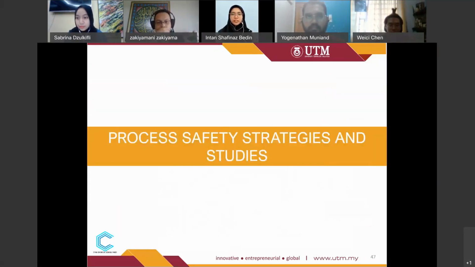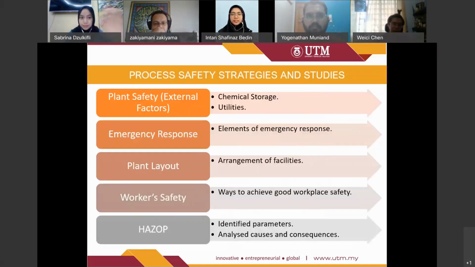Here are the process safety strategies and studies for our plant. Next. There are 5 elements for the process safety and studies, which are plant safety, emergency response, plant layout, worker safety, and hazard. Next.